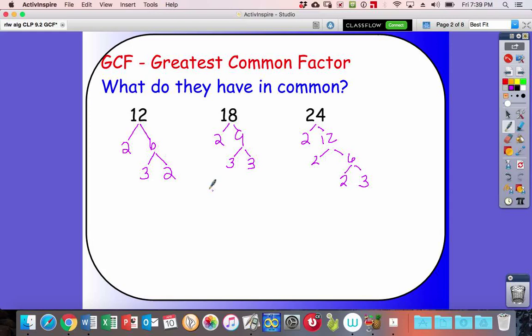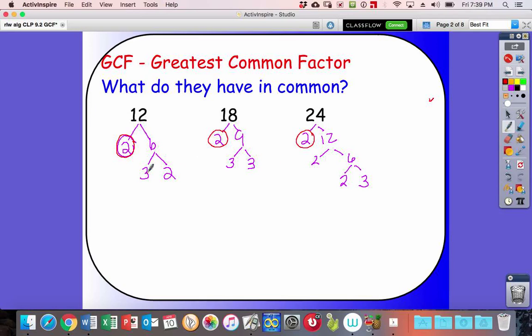Now, if I want to know the greatest common factor, you're trying to figure out what they have in common. Well, everybody has a 2. I'm going to change my pen color and circle the 2 because everybody has it. That is a common factor; they all have it in common. But I'm interested in the greatest common factor.